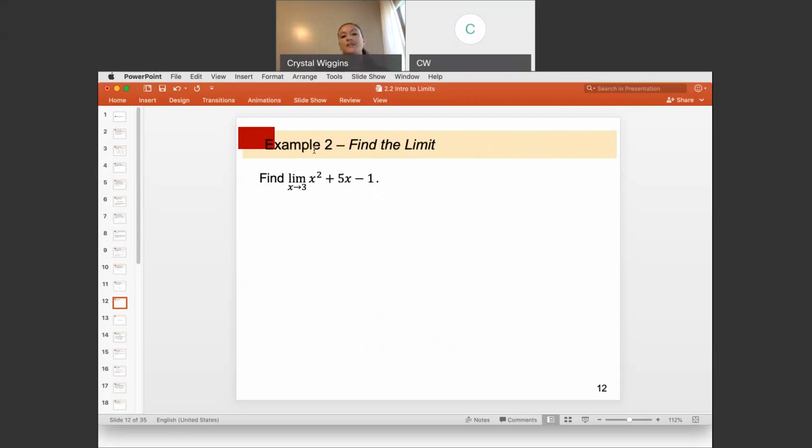If we're trying to find the limit of this particular function, there is no denominator that's going to cause a 0, and it is not a square root where we have to worry about negatives under the square root, so direct substitution would be perfectly fine. So 3 squared is 9 plus 5 times 3, which is 15. So 9 plus 15 gives us 24 minus 1 is 23. So we would state that the limit as x approaches 3 of x squared plus 5x minus 1 is 23. And that was just done by simple direct substitution, which is okay to do.